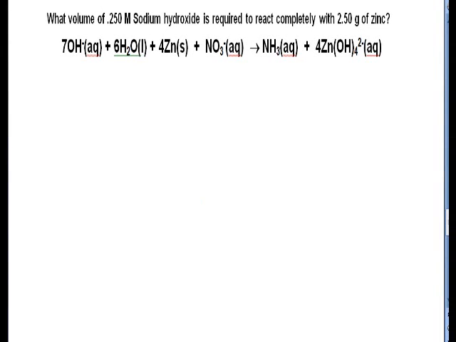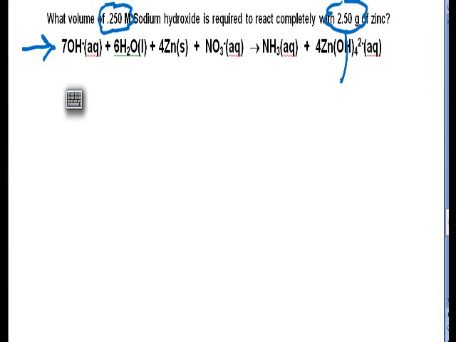Now, let's try the second problem from the practice set done in class on Tuesday, November 22nd. In this problem, this is already balanced for basic conditions. And we're given that we have 0.250 molar sodium hydroxide. We want to find out how much sodium hydroxide is necessary to completely react with 2.50 grams of zinc.